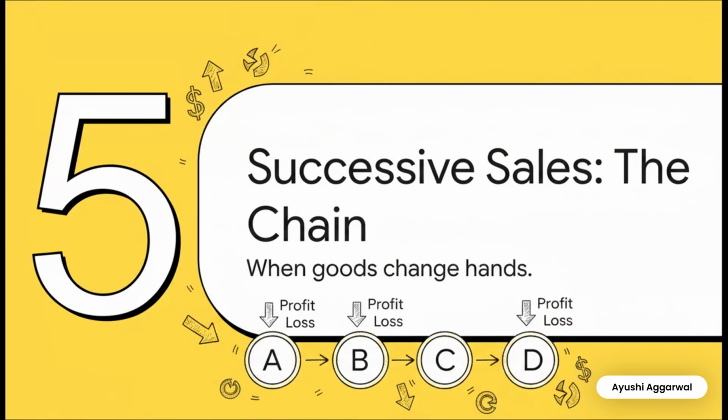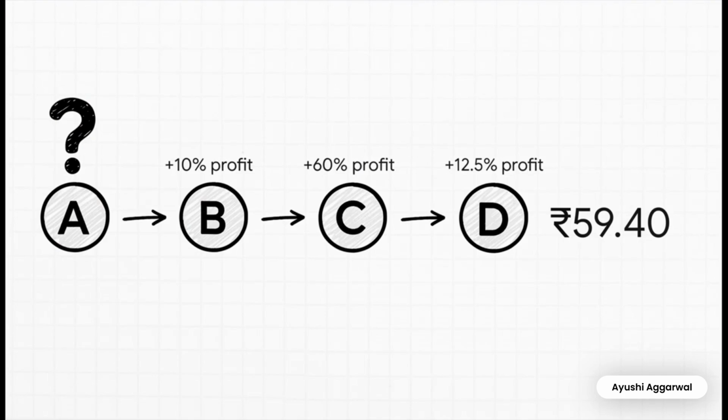Okay, our next question type was about successive sales. These are the problems where an item gets sold from person A to person B, then from B to C, and maybe even C to D with a profit or loss at each step. It's kind of like a chain reaction. Have a look at this one.